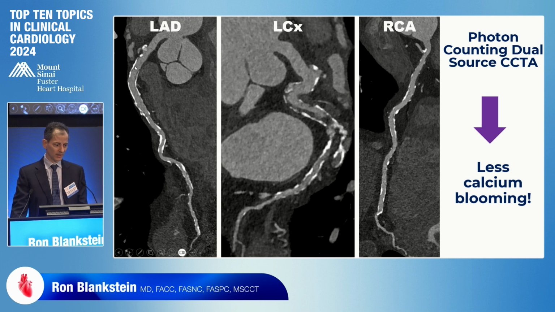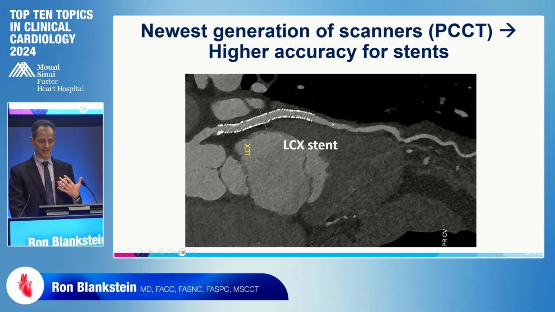We can see very well that these calcifications are really along the wall of the artery, and we can see the lumen very well here in the LAD and the RCA, and in fact in the circumflex we can see a complete occlusion of the left circumflex. This also helps us in stents.